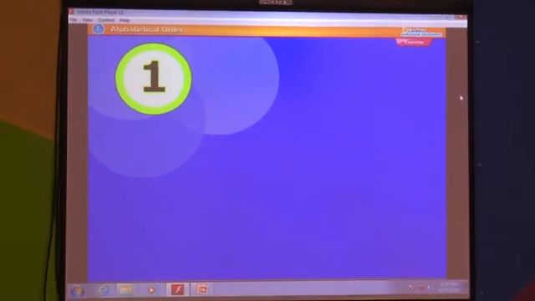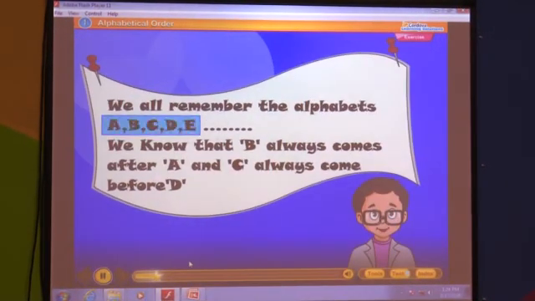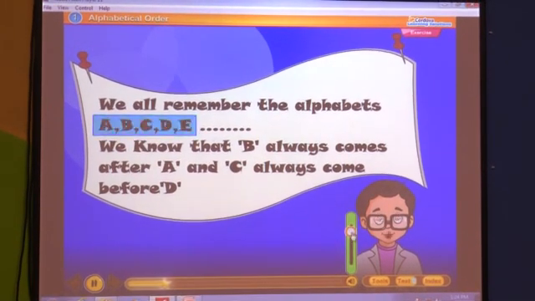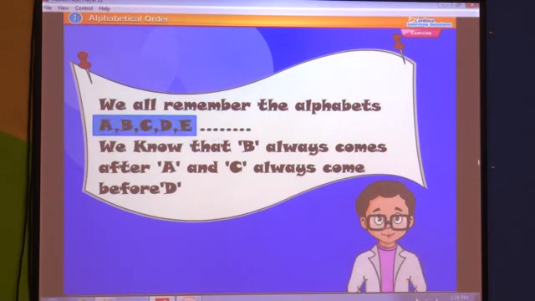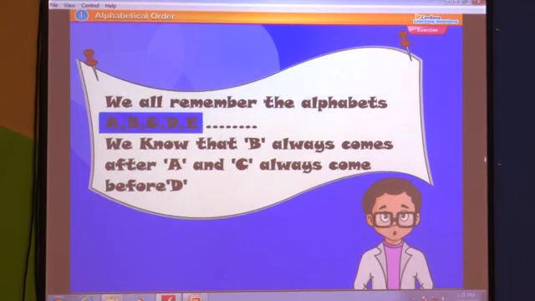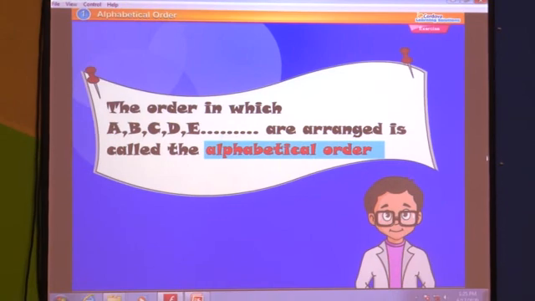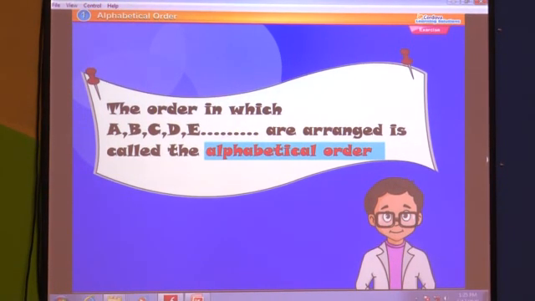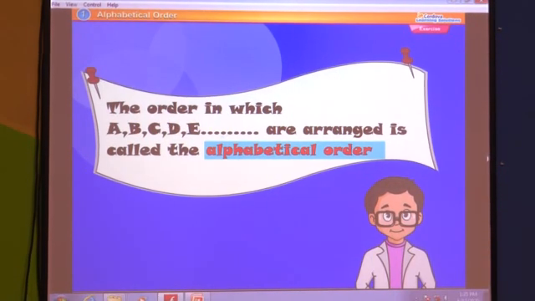Chapter 1, Alphabetical Order. We all remember the alphabets A, B, C, D, E, F, G, H, I, J, K, L, M, N, O, P, Q, R, S, T, U, V, W, X, Y, Z. We know that B always comes after A and C always comes before D. The order in which A, B, C, D, E are arranged is called the alphabetical order.